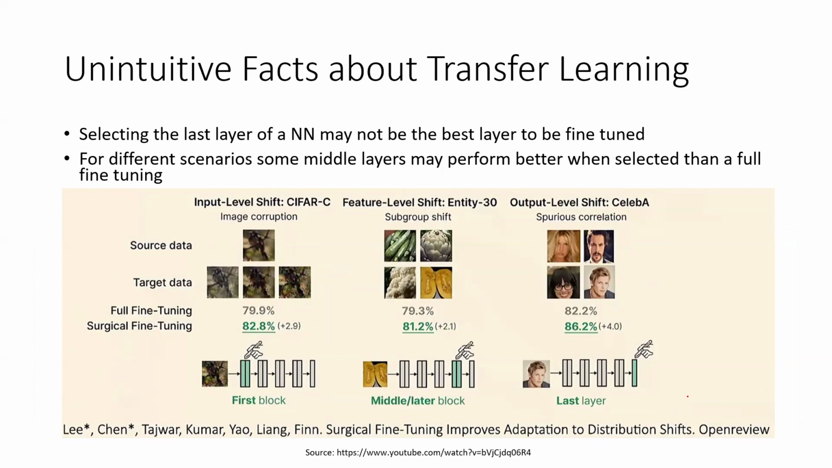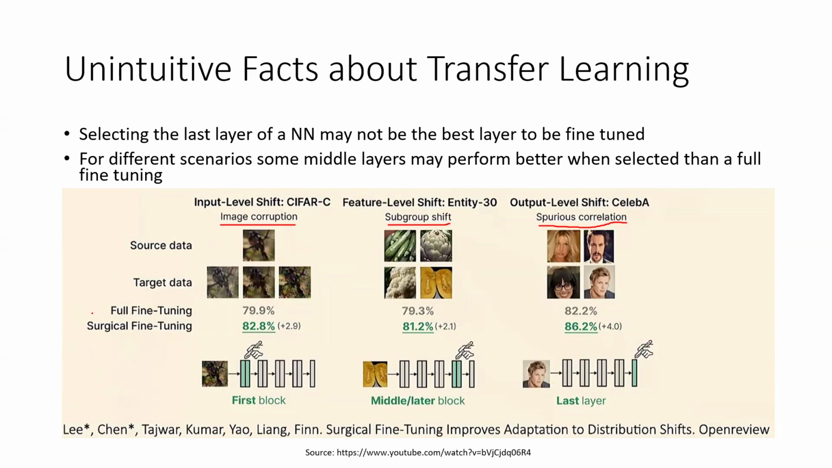Another unintuitive fact is that, as we discussed up to now, we said that we are only trying to freeze the earlier layers and then unfreeze the final layer and try to train with our dataset. Right? So that is the conventional way of training a new pre-trained neural network for fine tuning. But some research have found that for different scenarios, like for this one, this is for the image corruption scenario. This is for subgroup shift, and this is known as the spurious correlation. So those are different image related tasks, right?